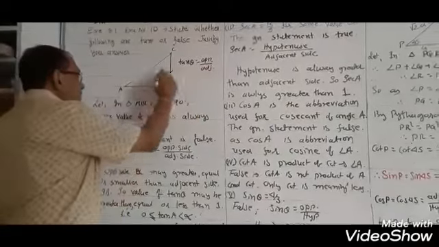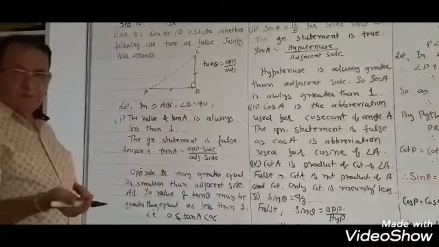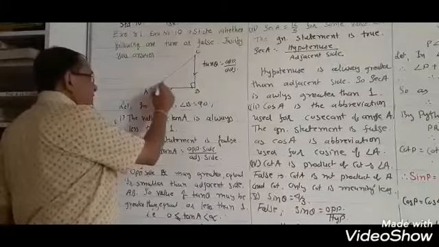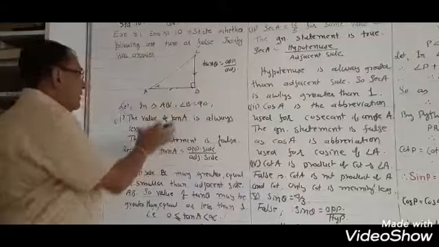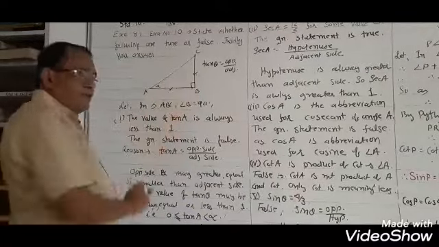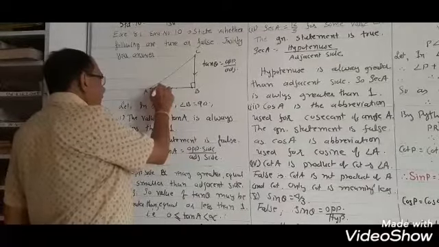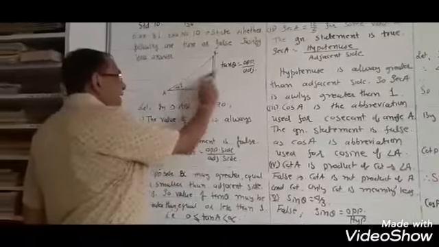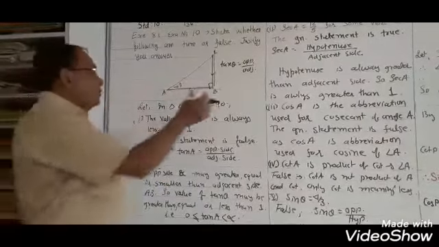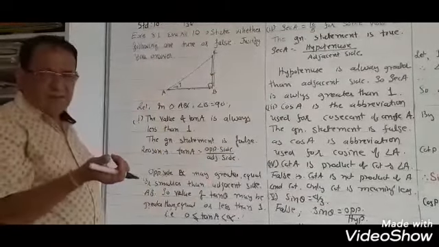There is no relation between AB and BC. BC may be greater, BC may be smaller than AB, or BC is equal to AB. If it is 45, then these two are the same. If it is less than 45, then BC is smaller, AB is greater. At that time, tan A is less than 1. If it is more than 45, then AB is smaller, BC is greater. At that time, tan A is greater than 1. So, it may be greater than 1, equal to 1, or less than 1.